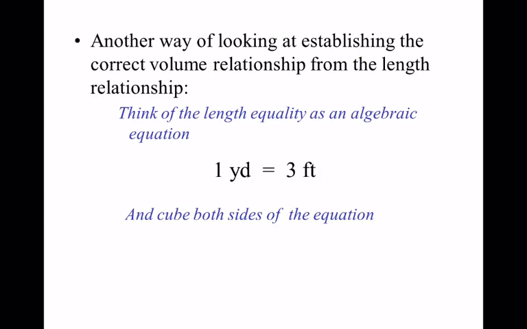So another way to think of it is, if we have this equivalency statement, an exact relationship with regard to length in the English system, and we need to cancel cubic yards and be left with cubic feet, we can go ahead and cube both sides too. That's a legitimate mathematical trick. Math has a lot of little tricks.